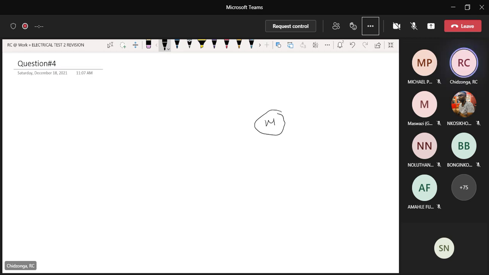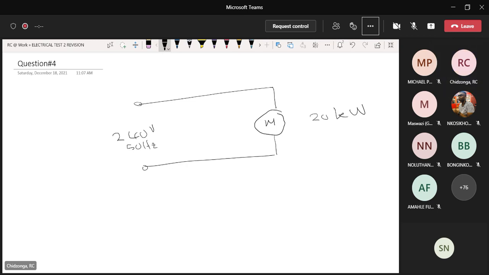So the motor is 20 kilowatts. It operates at a voltage. So the input is 240 volts and it's a 50 hertz supply. And the power factor of the motor equals 0.76. All right, so this is the scenario.